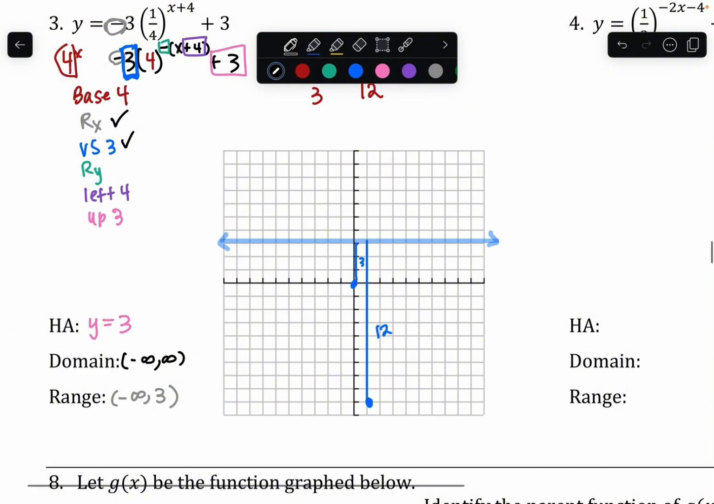In order to take care of the reflection across the y-axis, instead of going to the right with this 12 away point, we actually need to put it to the left. Okay, that's going to reflect it across the y-axis. Okay, and then to take care of the left 4, we need to take both of these points and move them to the left 4.